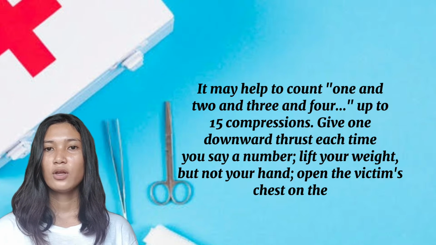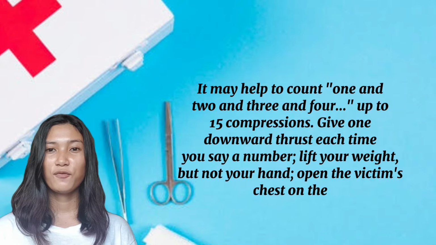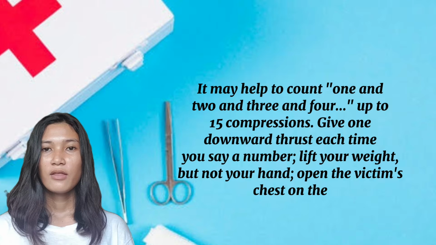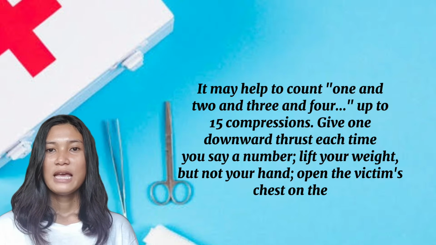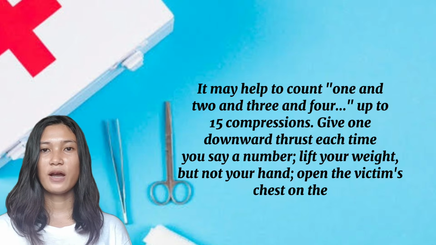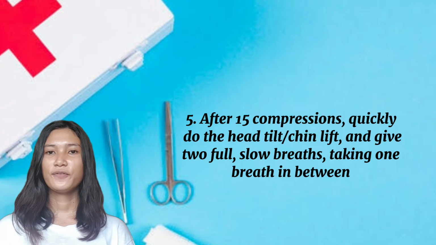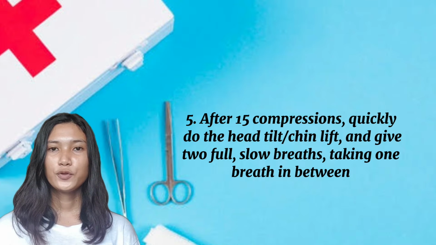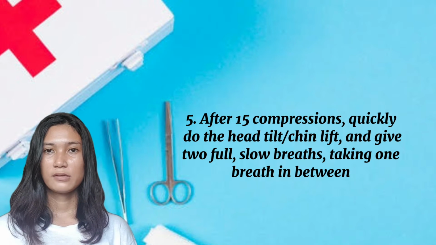It may help to count 1 and 2 and 3 and 4, up to 15 compressions. Give 1 downward thrust each time you say a number. Lift your weight, but not your hand. Open the victim's chest on the upstroke. 5. After 15 compressions, quickly do the head tilt or chin lift and give 2 full, slow breaths, taking a breath in between.